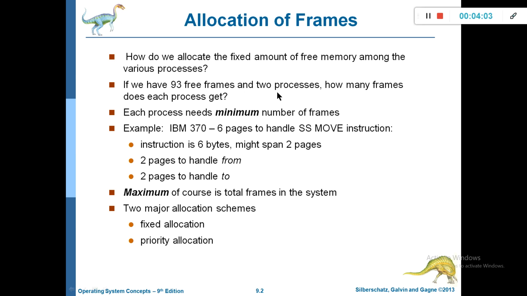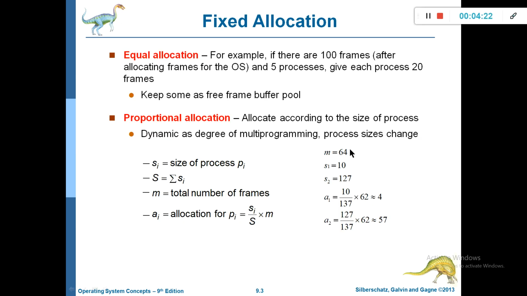To answer this question, we use different allocation schemes. One is the fixed allocation scheme, another is the priority allocation scheme, and there are some other variations of allocation schemes. We are going to discuss those one by one. First of all, we will see the fixed allocation scheme. In fixed allocation, there are two allocation methods: equal allocation and proportional allocation. These are the two different methods we use for allocating the frames.